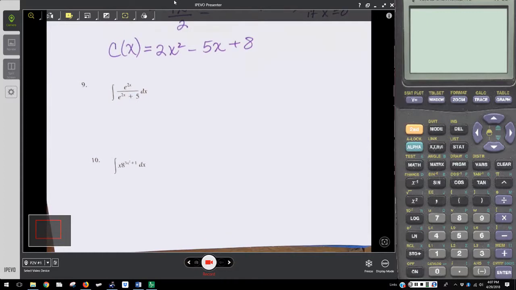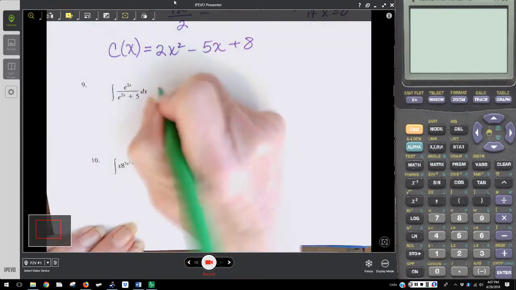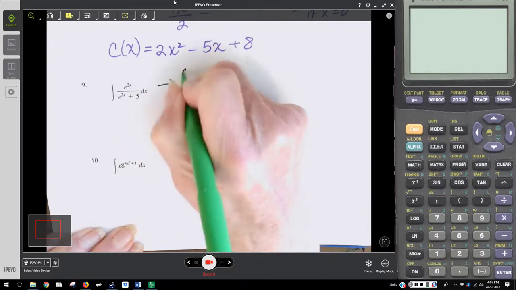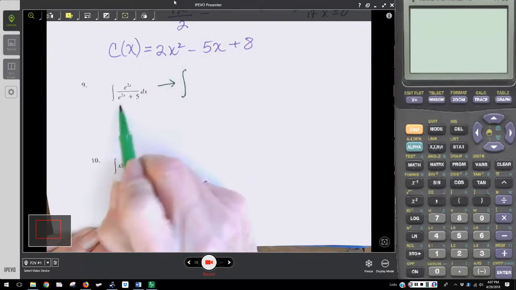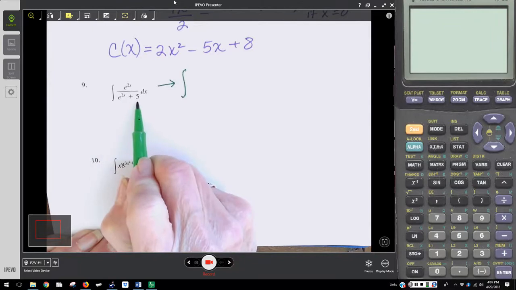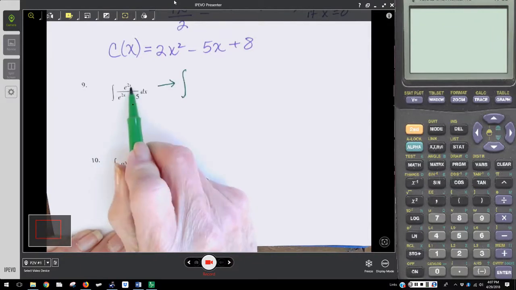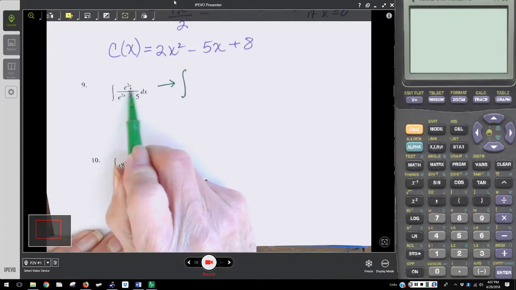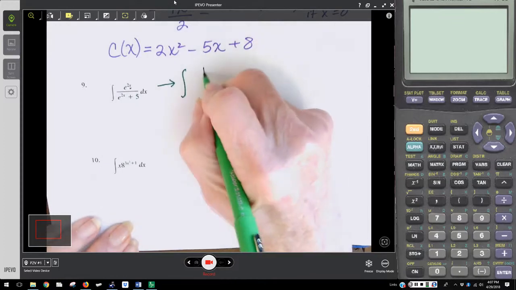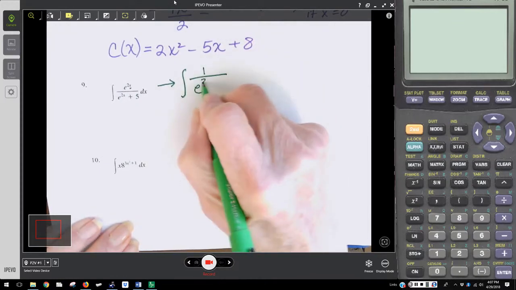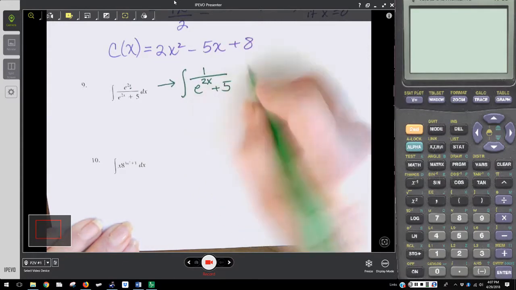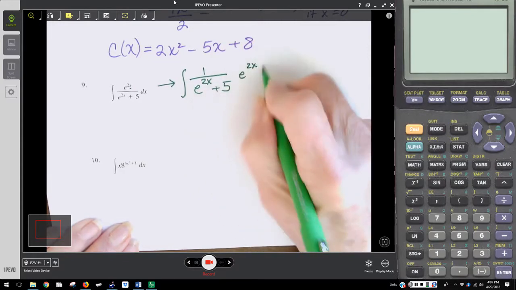Now, problems 9 and 10 are both out of section 15.2, and they require u substitutions. The first thing I'm going to do is I'm going to rewrite the problem so that it's easier to figure out what u might be. So if you look at this, that e to the 2x plus 5 is down here in the denominator, and its derivative is 2e to the 2x. Or at least that's part of it. So what we have is 1 over e to the 2x plus 5 times e to the 2x dx.